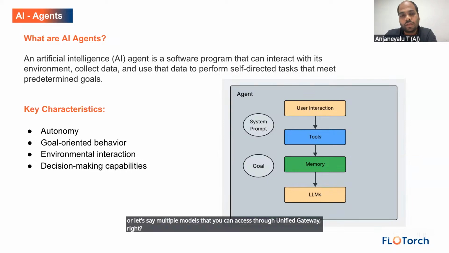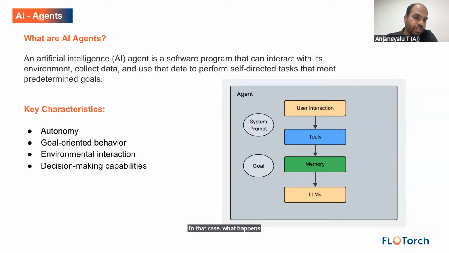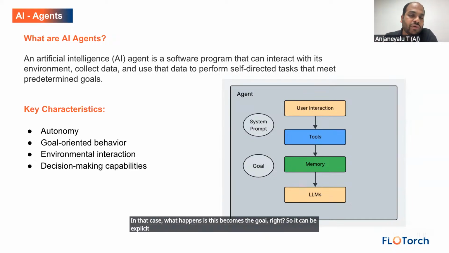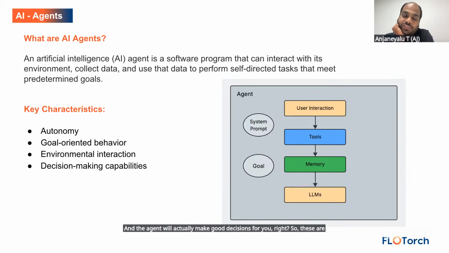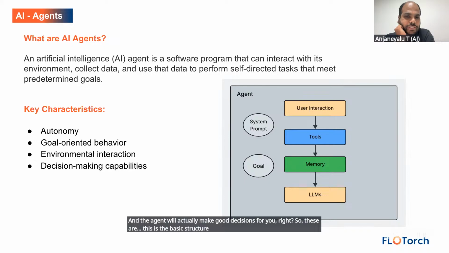And then you have something called a goal as well that you can see below. This is the target outcome that the agent is working toward. You're trying to tell it, okay, I want to achieve this, and that becomes the goal. It can be explicit, let's say I want to book a meeting, or even implicit. You can simply say, help the user to do this, and the agent will make those decisions for you. So this is the basic structure of an agent.